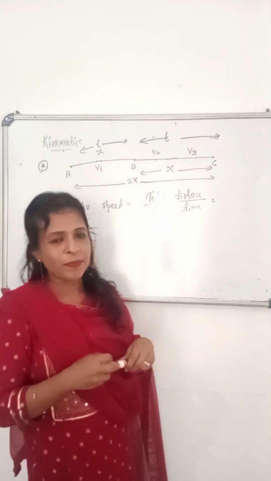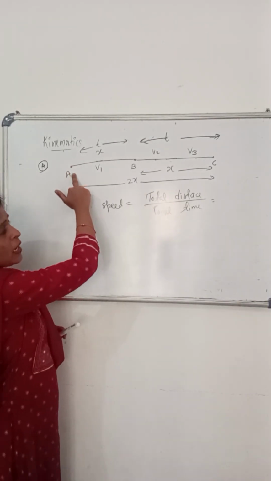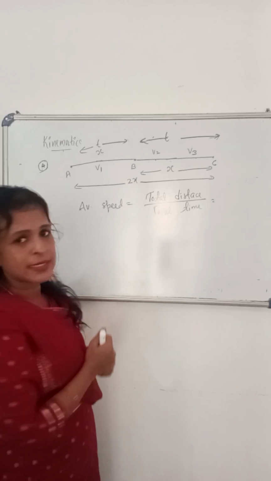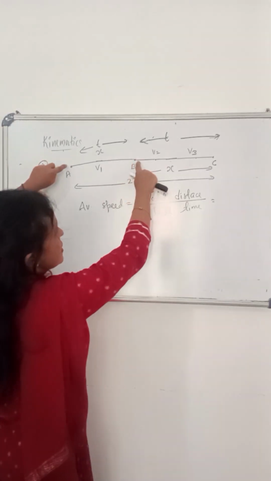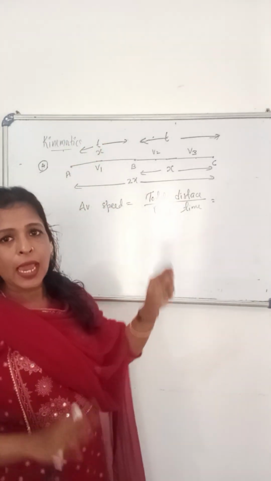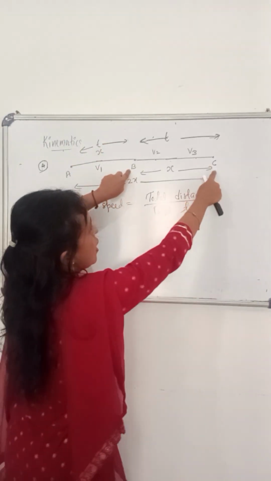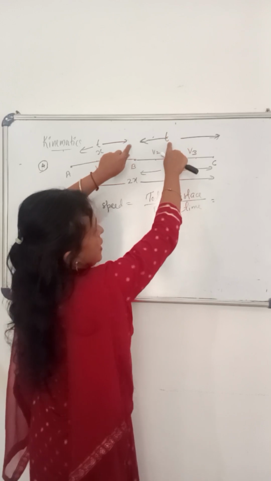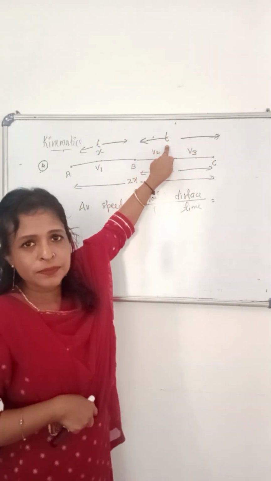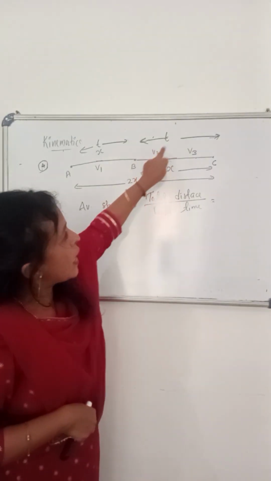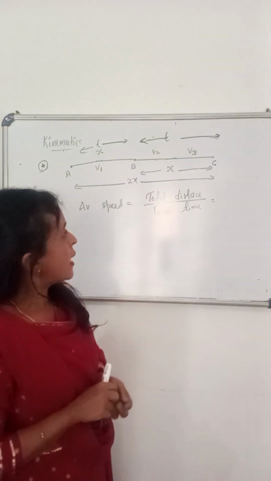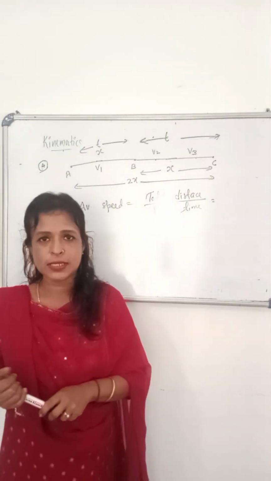Next type of problem: a body covers A to B with a velocity v1 at a time interval t. Okay, this is the half distance x. And the next half, B to C, takes the same time interval t, but with one difference: half of the time is covered with the velocity v2 and half of the time with the velocity v3. Find the average speed or average velocity.